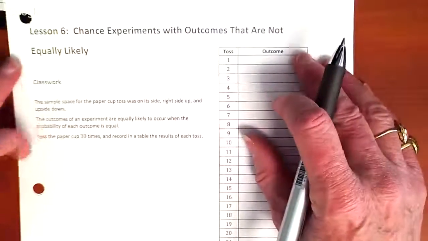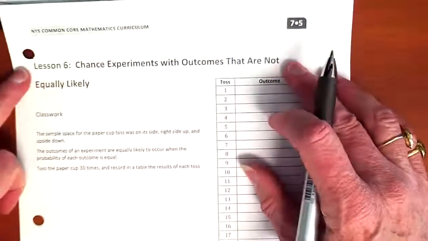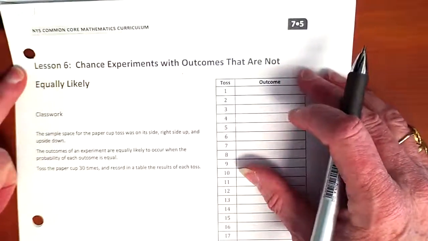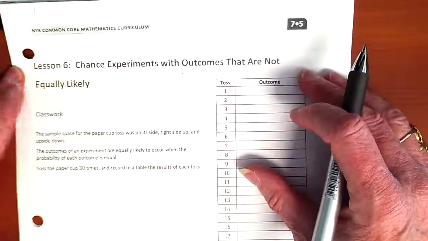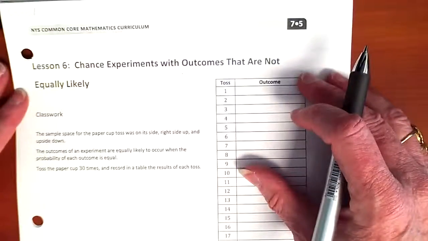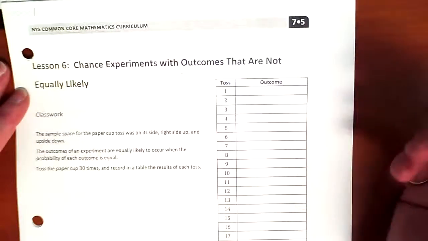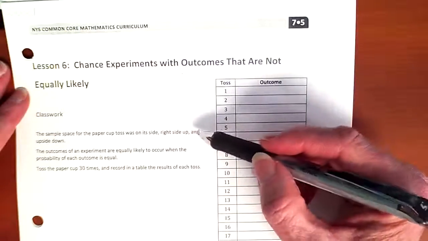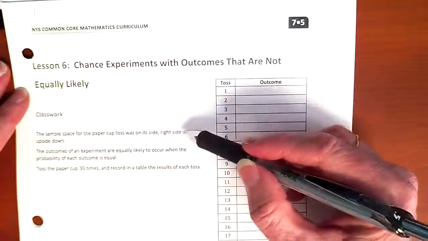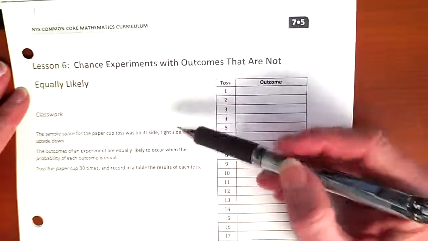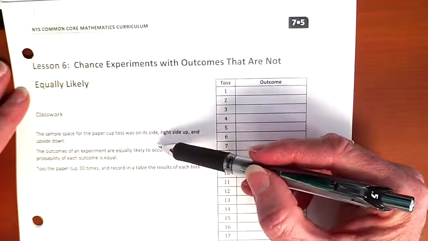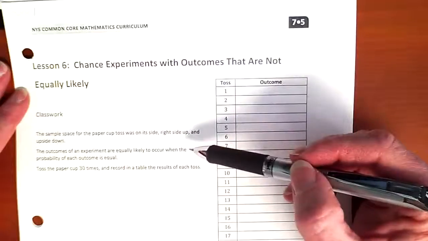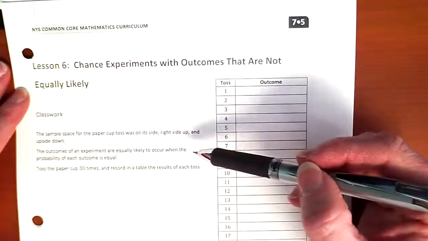All right, this is lesson 6, sorry. Chance experiments with outcomes that are not equally likely. For this, if you miss, you're going to have to do this at home with maybe a paper cup. The sample space for the paper cup toss was on its side, right side up, and upside down. The outcomes for an experiment are equally likely to occur when the probability of each outcome is equal.